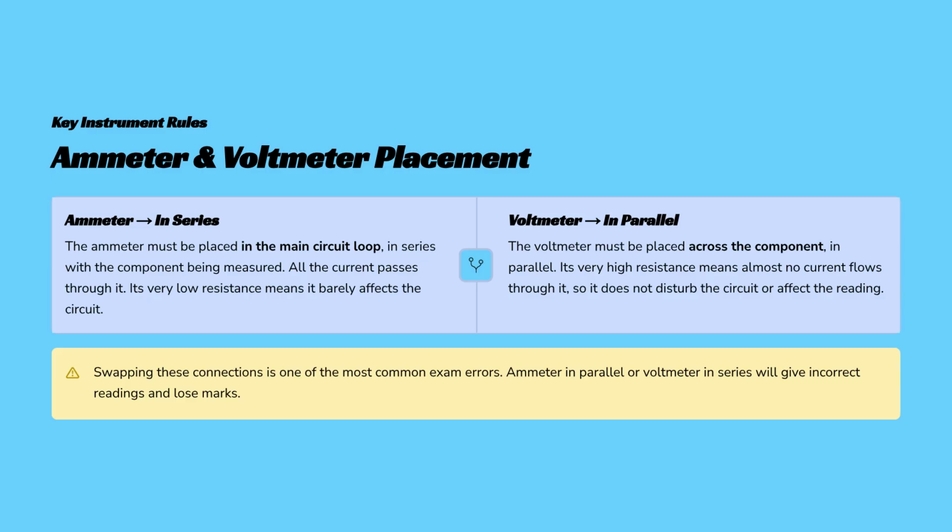Placement matters for measurement. Always place an ammeter in series to measure total current. Conversely, a voltmeter must be placed in parallel across a component. Misplacing these is a common way to lose marks.